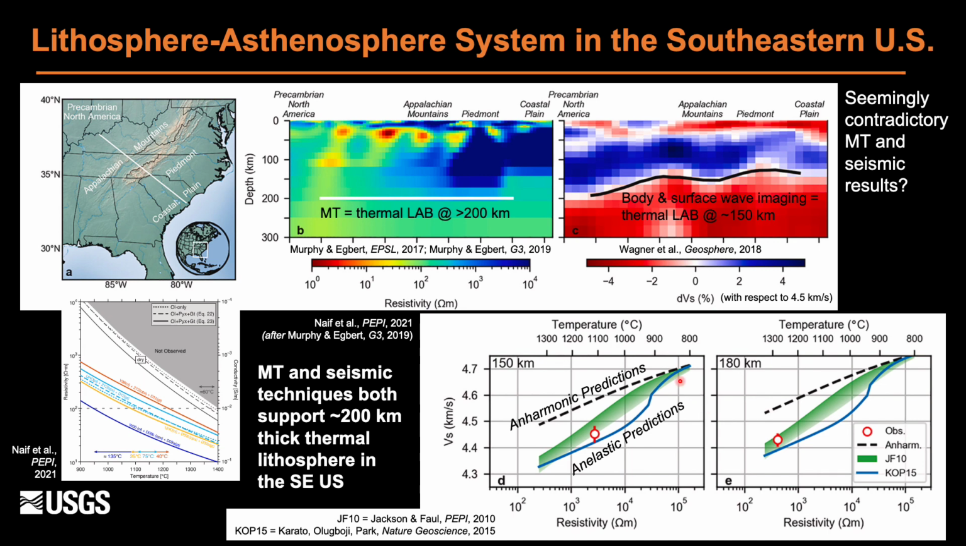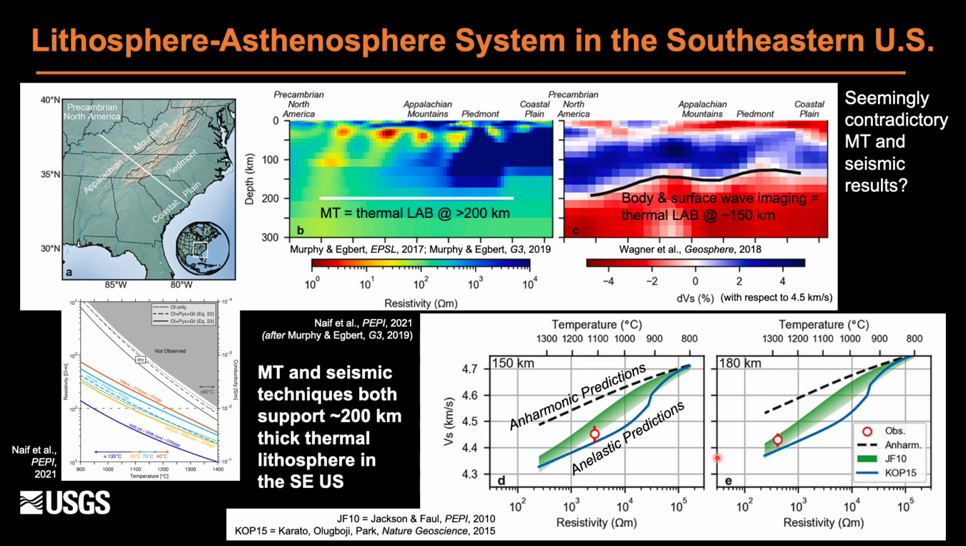So you can see here that the observed VS values do not match up with the anharmonic predictions at the cold temperatures we infer from the MT images. However, the MT and seismic observations together do make sense when comparing to anelastic predictions. When taking into account the anelastic controls on seismic observables, the apparently slow VS values make perfect sense at the cold temperatures required by the MT. I'm showing you this comparison for just one seismic image here, but we've done this for many different tomography models and the patterns hold.